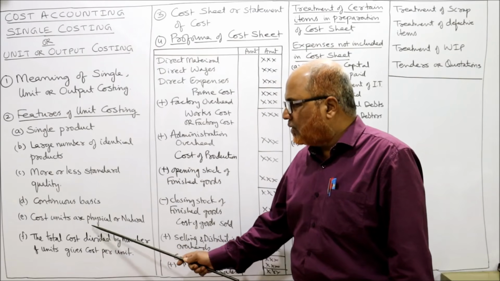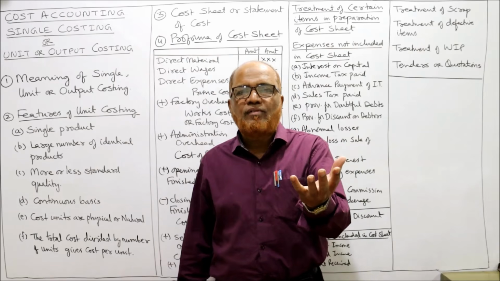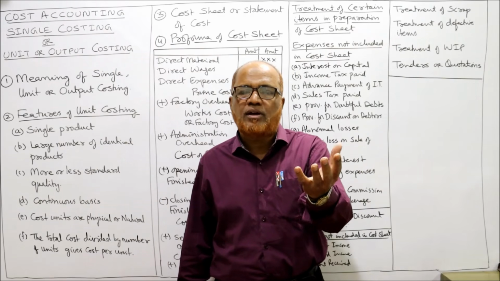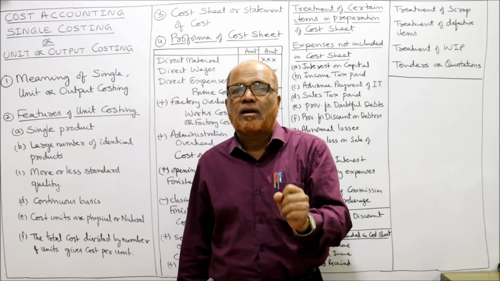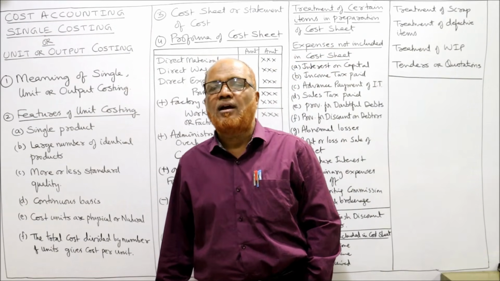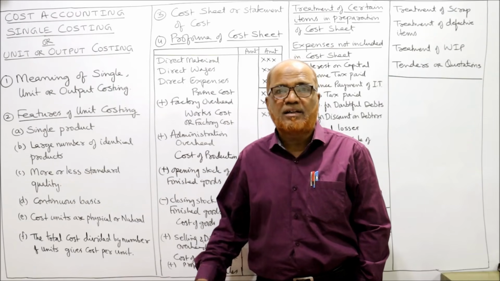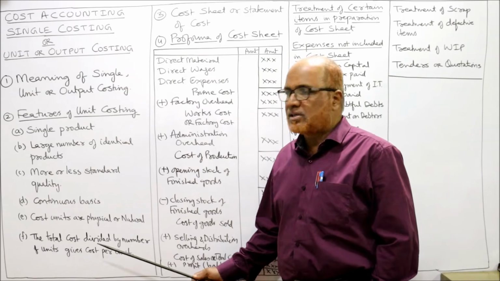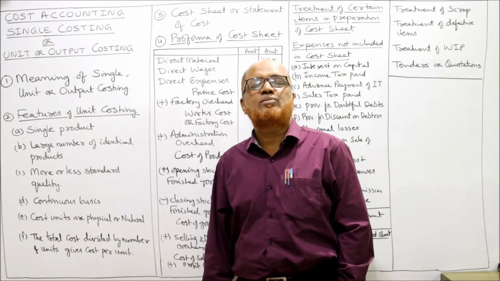Then, cost units are physical or natural. When we are manufacturing goods, we want to find out the cost per unit. So how do we find it? Take the total cost and divide by the number of units, so the number of units is required. The units will be natural, like tons, kilograms, meters or liters. So natural units will be used. Next, the total cost divided by the number of units will give you the cost per unit.